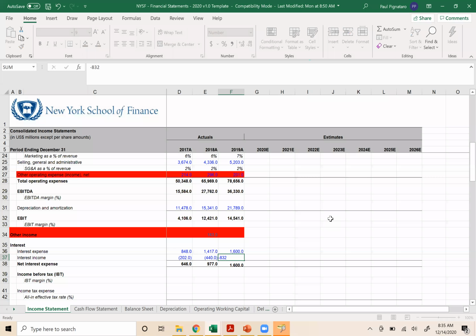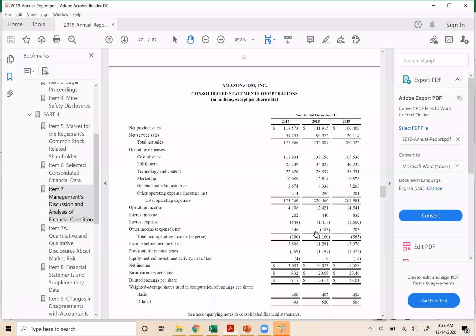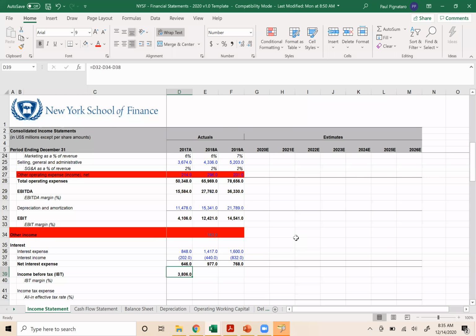How do I know I'm right? Well, to get income before tax, I can just continue to subtract down. If I went with their logic, I'd have to add something, subtract something, so confusing. I'm going to continue to subtract down: EBIT minus other income minus net interest expense. 3806. Does that match? 3806. It matches. I flipped the signs, but the logic to me is simple.